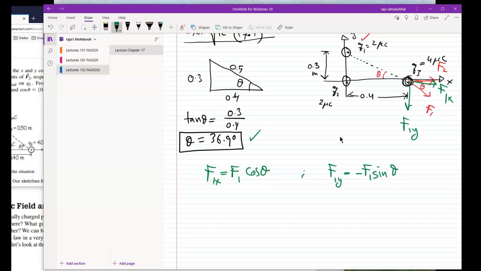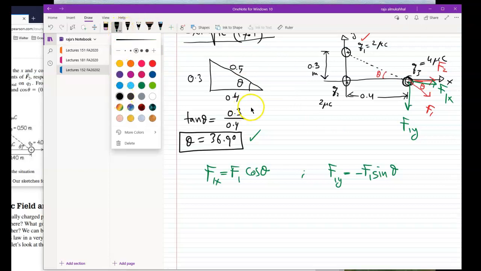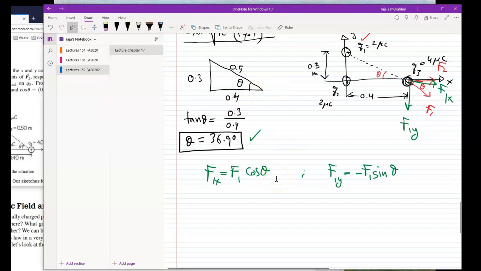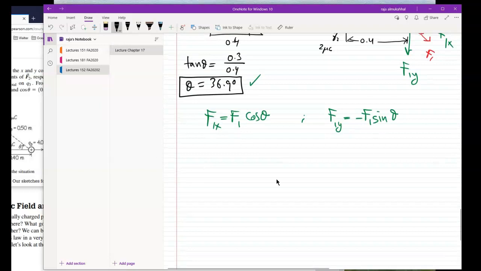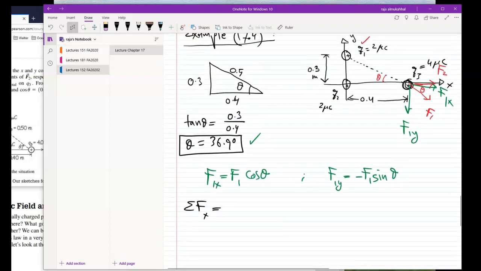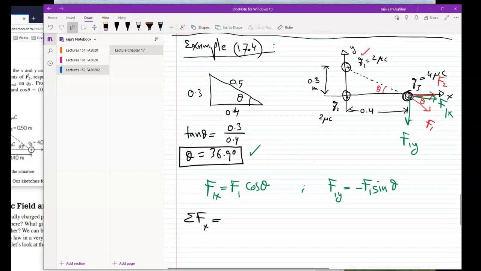Now, he said he wants to know the net force on Q3. So I need to find the sum of the forces. Let me go back to black color. So I need to find the net x component first of all of that. So the sum of the forces in the x direction, well, what do I have? How many forces do I have in the x direction? Oops, sorry. I have to do it with my hand. Actually hold my hand on the screen and scroll it down. The mouse doesn't do a good job.